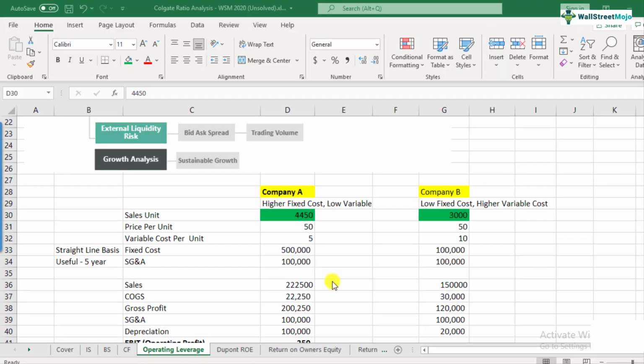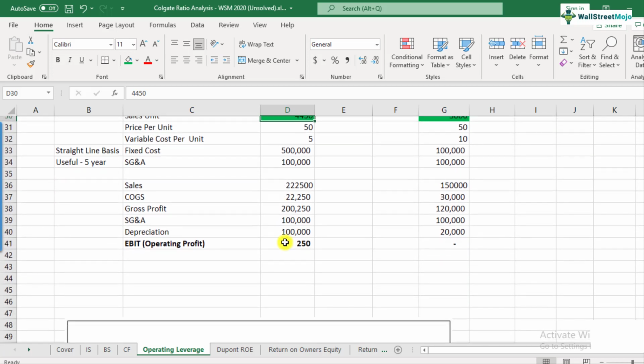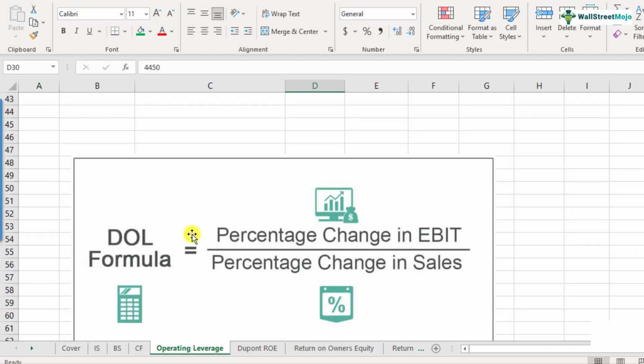So now that you have an intuitive understanding of what operating leverage means and how it affects the operating profit, let's try and quantify this. Its quantification is done using a formula called the degree of operating leverage. So what does the degree of operating leverage do? It tries to see how sensitive your earnings before interest and taxes, that is the operating profit, is as compared to your percentage change in sales.